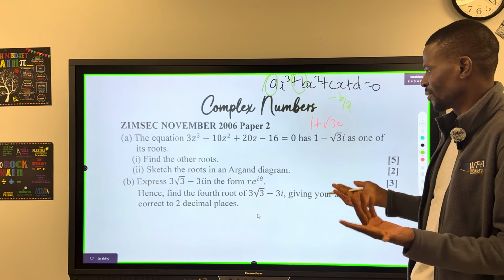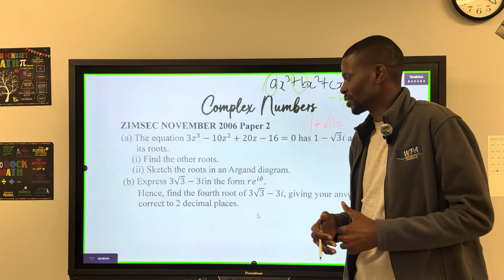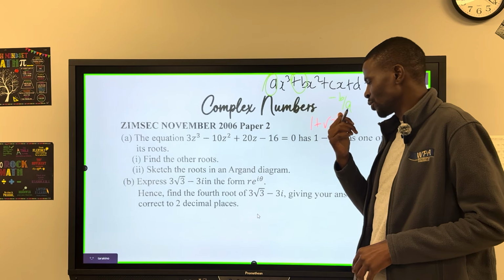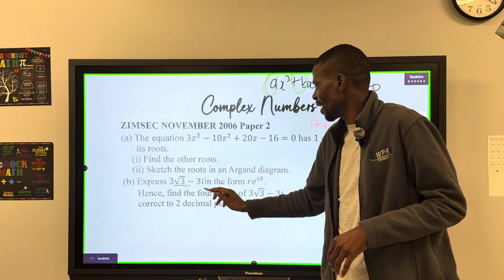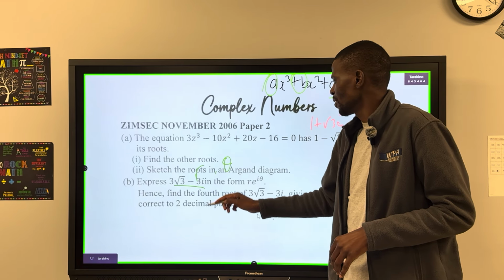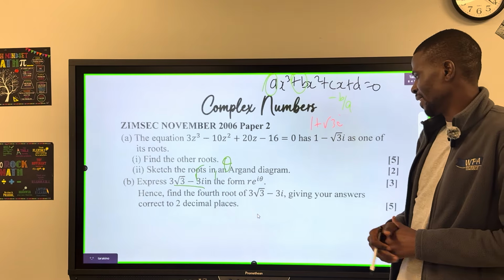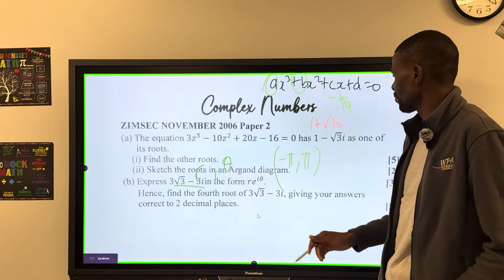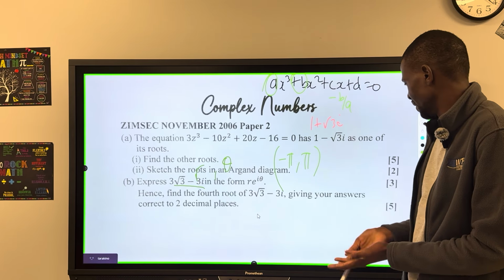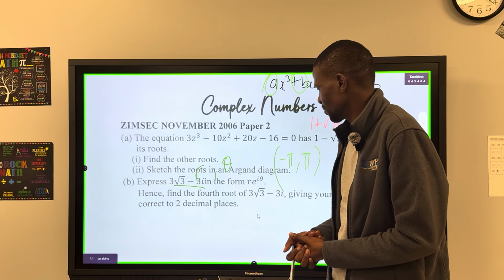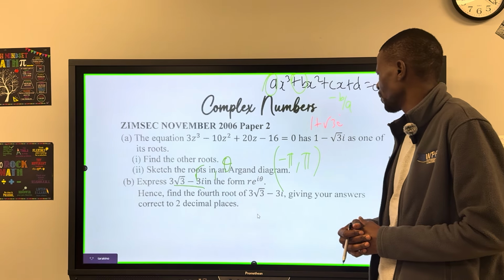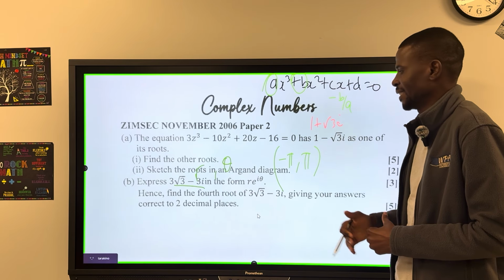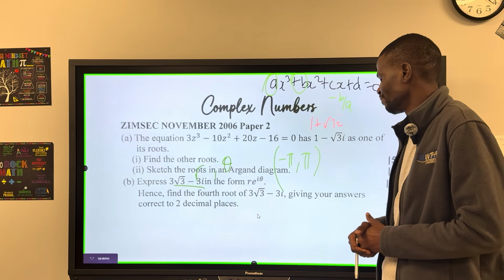Then for item 2, we just need to sketch those roots in an Argand diagram. Then item 3, we want to express that in Euler form. So the first thing to do is to calculate our r here. Then you also calculate your argument, which is theta, right? And let's bear in mind that the argument lies within the interval from negative 180 to 180. The good thing about this question is they did not specify whether we are working in degrees or in radians. So just choose what you want here, but let's not mix both radians and degrees.